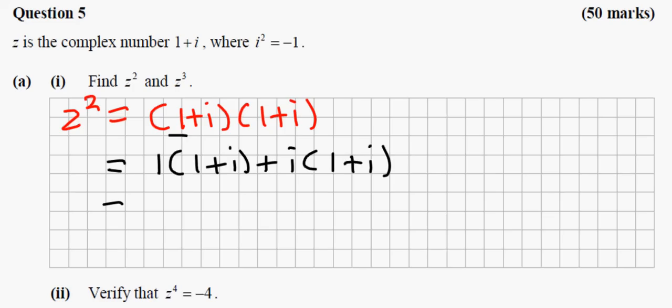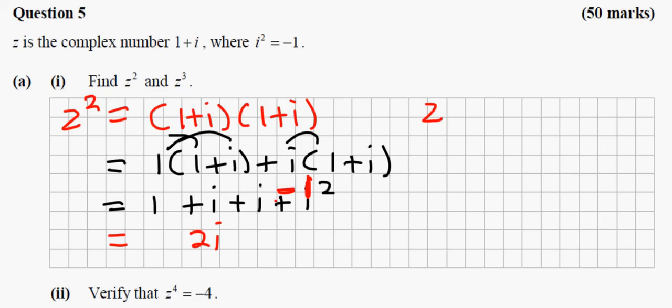Now we're just going to multiply this out. 1 multiplied by 1 is 1. 1 multiplied by i is i. 1 multiplied by i is i. i multiplied by i is i squared. Now that i squared can change into a minus 1. So then when we add them all together, we get 2i.